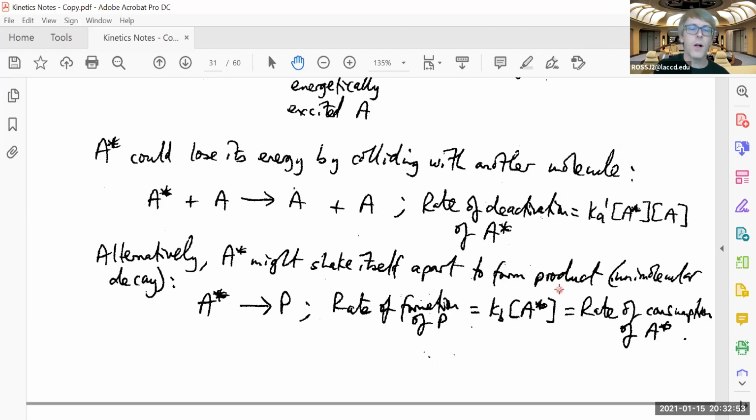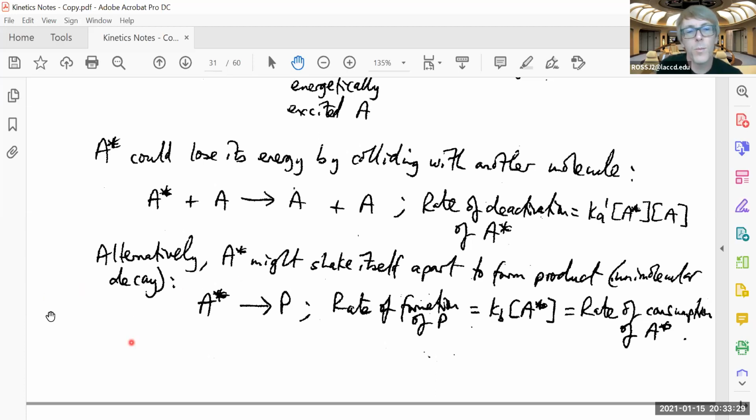Okay, alternatively, we can say that A star, the activated A, could just shake itself apart to produce a product. And this would be a unimolecular process. So it's already activated. So in a way, we're kind of cheating. We're saying, how'd you collide without a collision? There was a collision, we just didn't look at it then. And now we're looking at post-collision, and we are not privy to the history of this molecule.